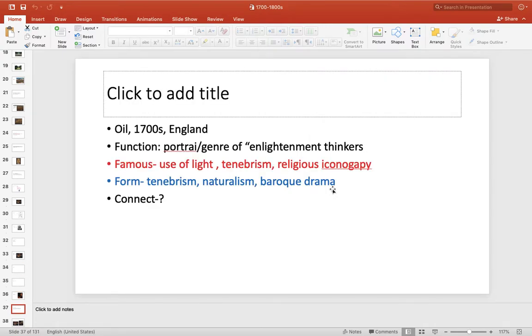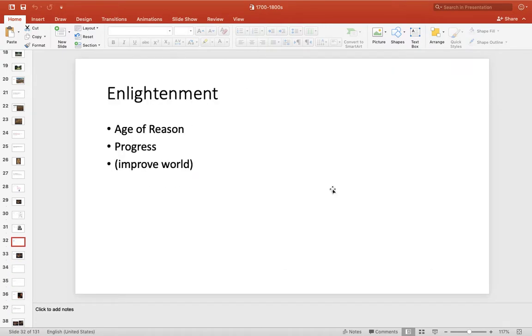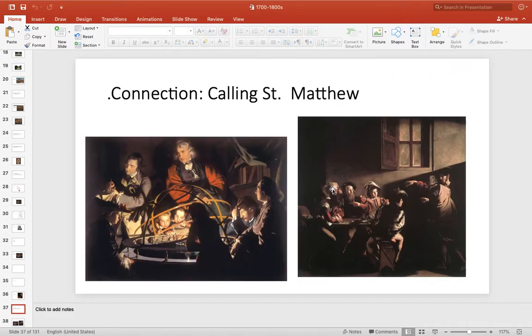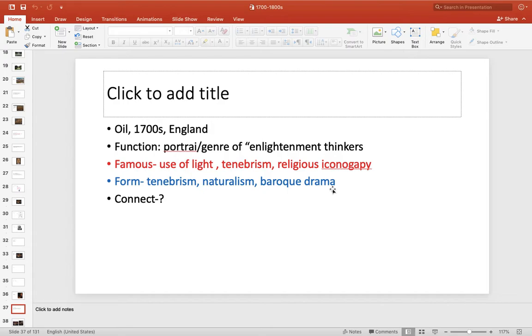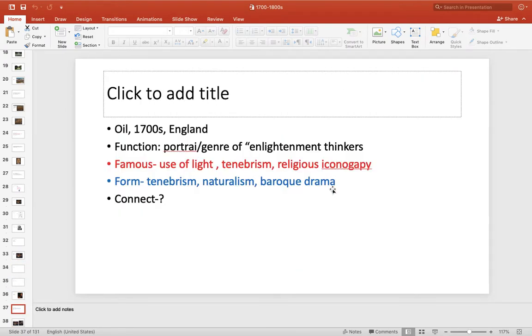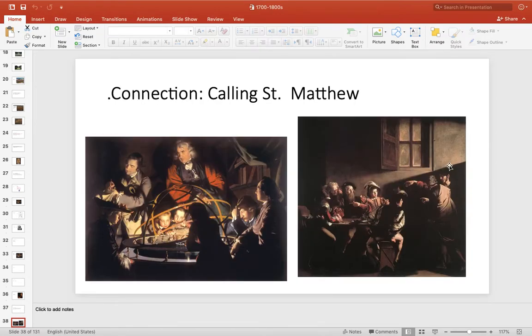What's it famous for? Really the use of light. It uses tenebrism, that bold, dramatic Baroque spotlight. Form, tenebrism, naturalism, and connection, Caravaggio. Take the religious light of the Baroque, whammo, put it into the Enlightenment, so you have God learning. Okay.